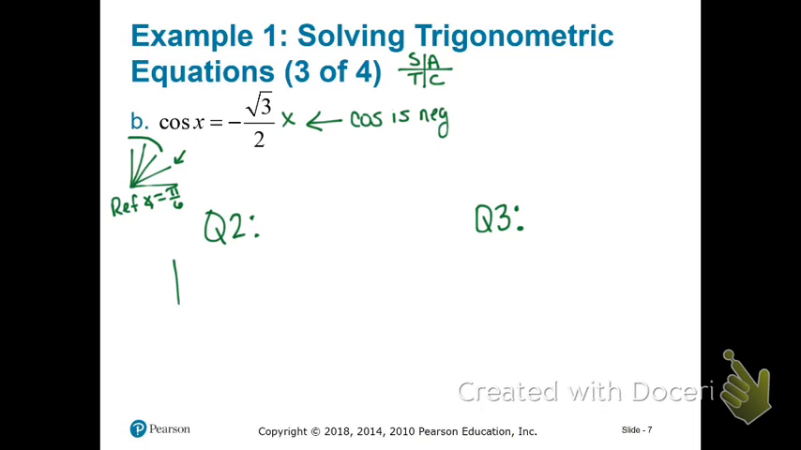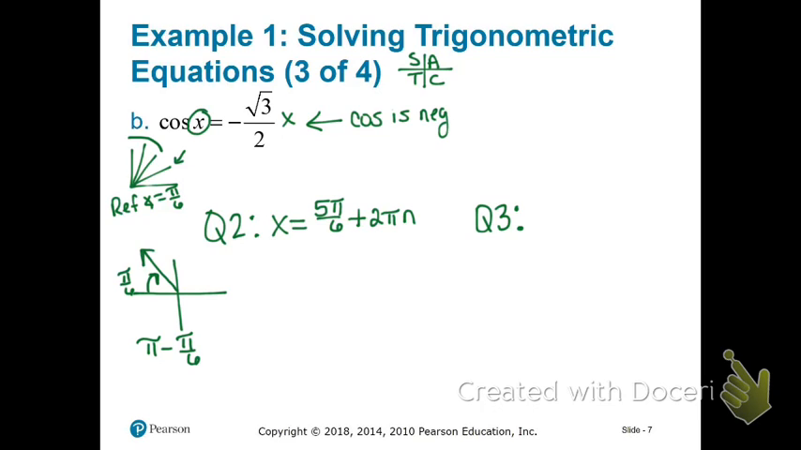So in quadrant 2, when I'm looking for that quadrant 2 angle, that means this little angle here is pi over 6. So remember, take pi minus pi over 6, which is? 5 pi over 6. Very good. So we're going to take the angle that's written there, the x, and set it equal to the 5 pi over 6. And again, we're not restricted, so we're going to put plus. What is the period for cosine? 2 pi n. And so this is going to be one of my solutions.